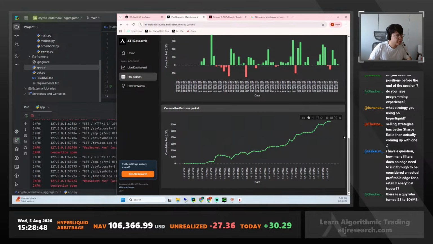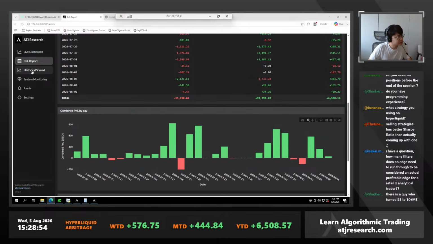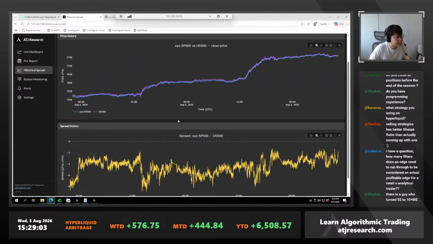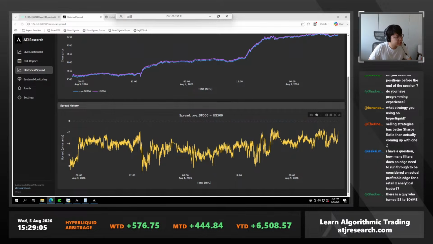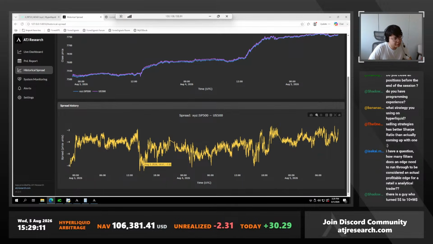What strategy are you using on Hyperliquid? It's a funding rate arbitrage between two assets. So here, for example, you can trade the S&P 500 on Hyperliquid. You can trade the S&P 500 on MT5. And so here I'm just measuring these small pricing discrepancies, right? So when the spread is low, I buy. That means Hyperliquid is cheaper than on MT5. And then when it reverts back, I sell. That's the entire point of the strategy.